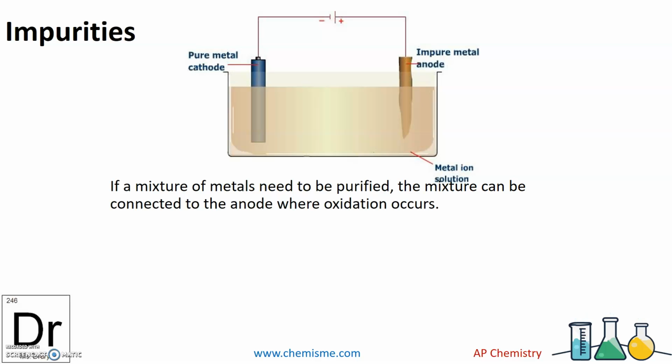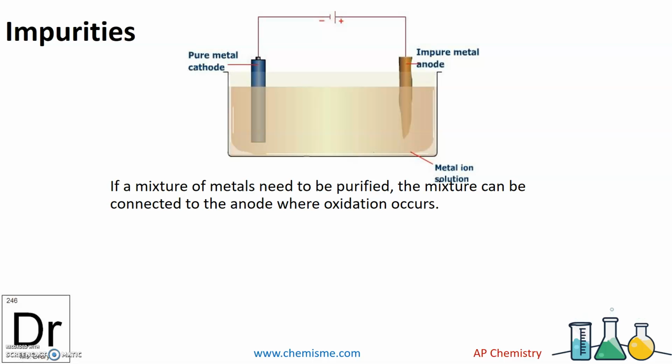This could also be used to take out impurities from an impure metal. The impure metal is placed at the anode, as you can see in the picture. The anode always oxidizes and becomes ions, so the solution gets this ion solution inside. And then the pure metal cathode is connected on the other side to start to purify the anode. So then the mixtures of metals need to be purified.